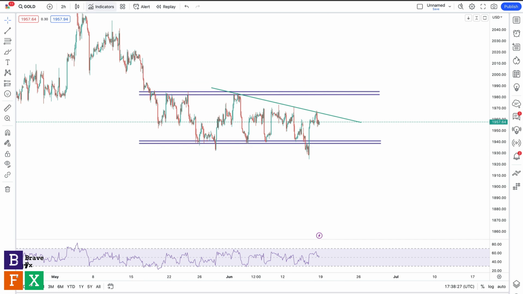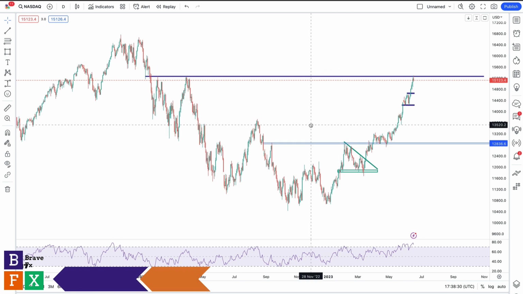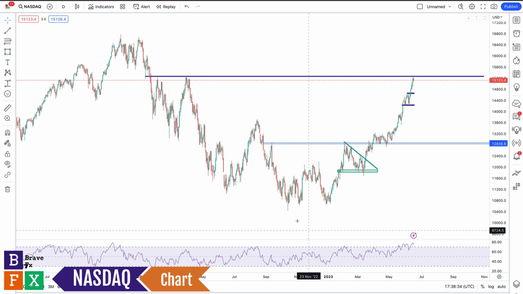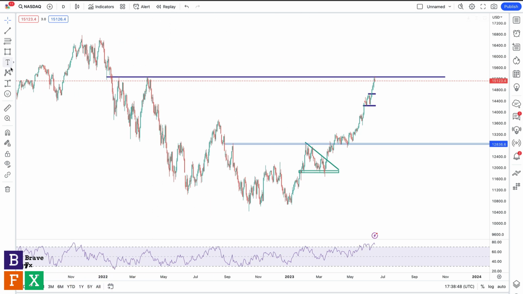So moving on, we're going to talk about Nasdaq real quick. On Nasdaq, I've seen some really interesting bullish momentum over the last few weeks, right? We had a triple bottom here, 1, 2, 3. A triple bottom is a sign of a bullish reversal, and we had a massive bullish run all the way to this area of value.